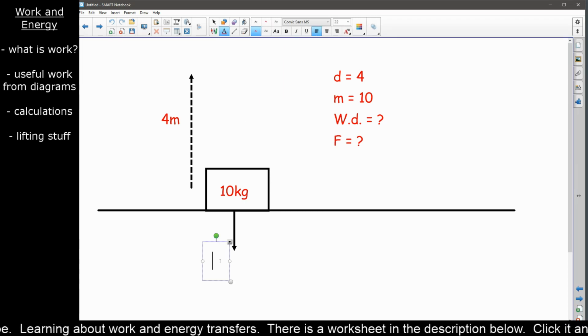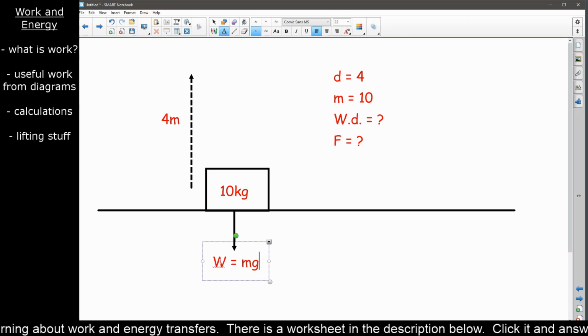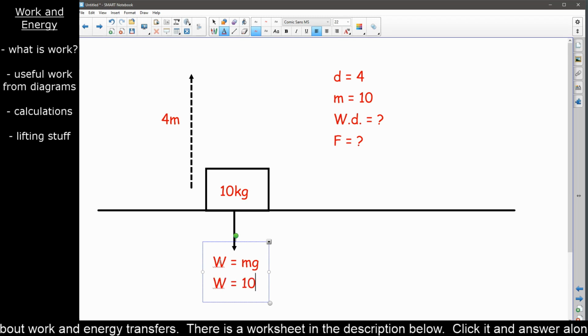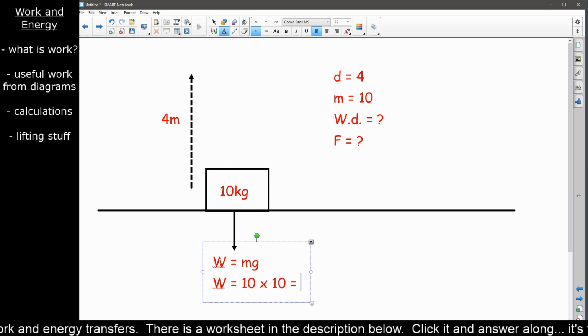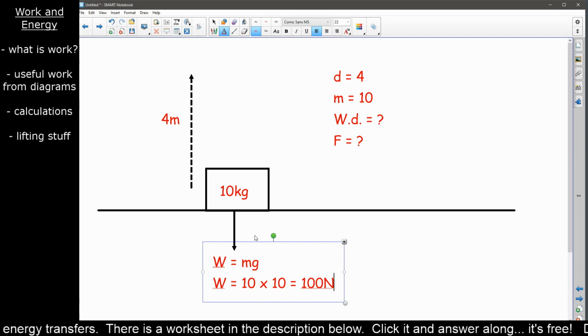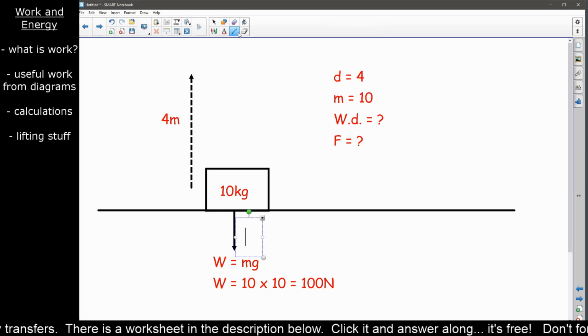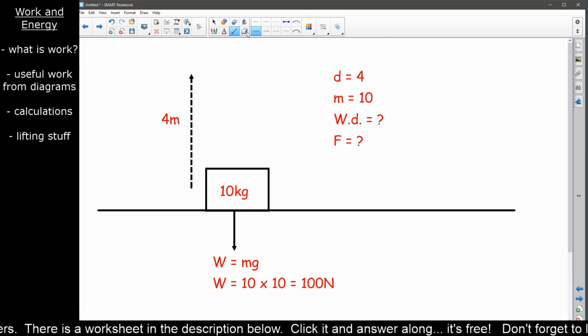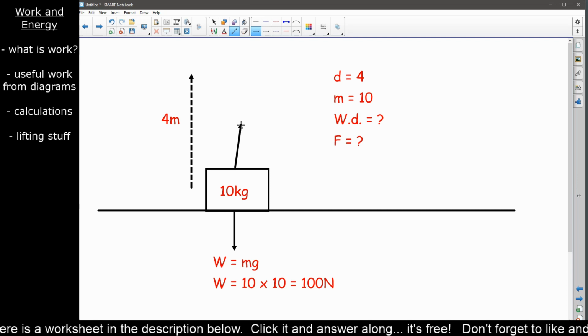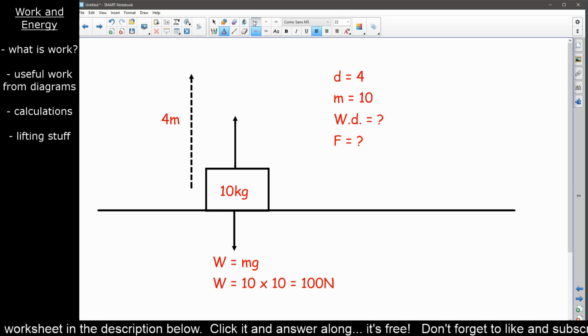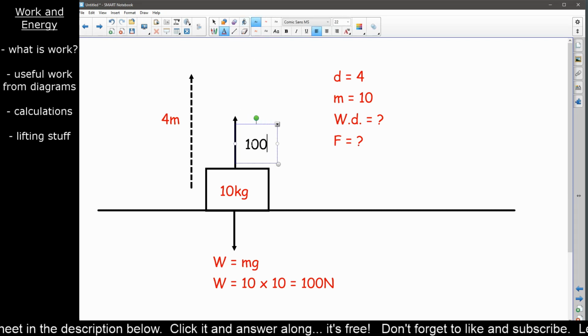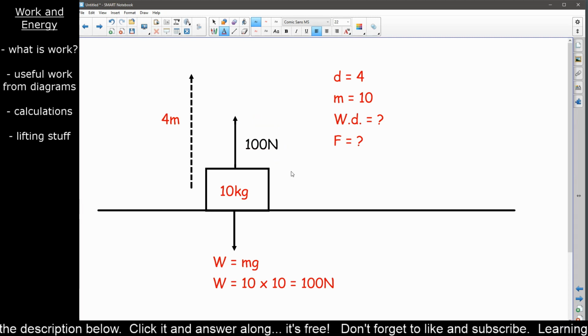Okay, so downwards on this object we have weight equals mass times gravity. Weight is equal to 10 times 10, which is 100 newtons. So we know we've got 100 newtons downwards. So the minimum force that we need to provide here is 100 newtons upwards. We can provide more if we like, but that's not the point. We need to provide a minimum of 100 newtons.